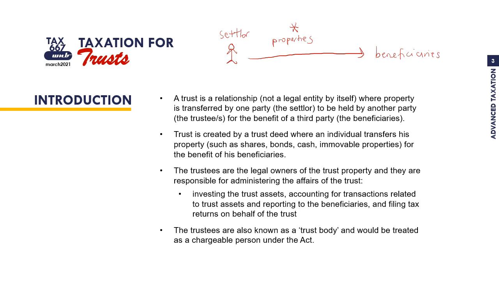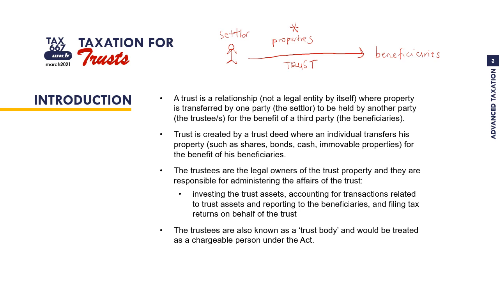However, this settlor does not want to transfer the properties directly to his beneficiaries. What he did is he wants to create a trust here. Therefore, the trustee will hold the properties and generate more income. After that, the income from the trust will be allocated to the beneficiaries.